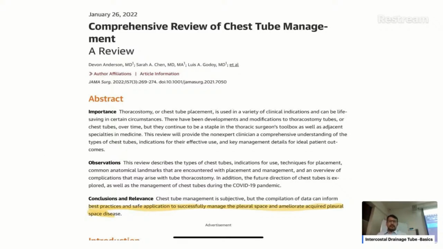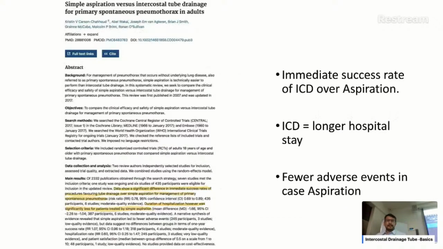This is an article which shows that if ICD is placed safely and aseptically, it improves the pleural conditions and pleural diseases.